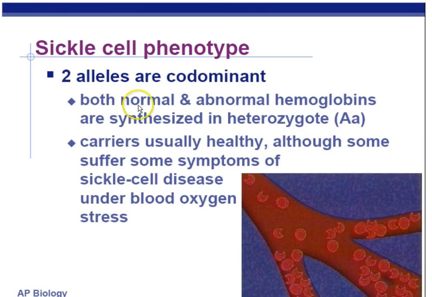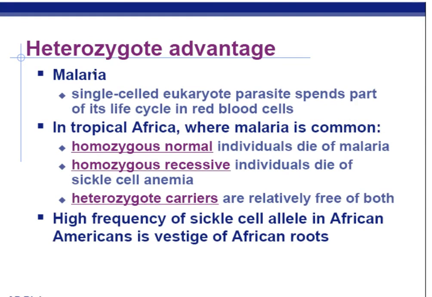Sickle cell phenotype, it's codominant, so if you get the normal allele and the sickle allele, you'll produce some normal red blood cells and some sickle cells, big A, little a. It's not really little a, it's codominant, so we could make it AS, but heterozygotes can survive their condition. And they have an advantage in places with malaria.